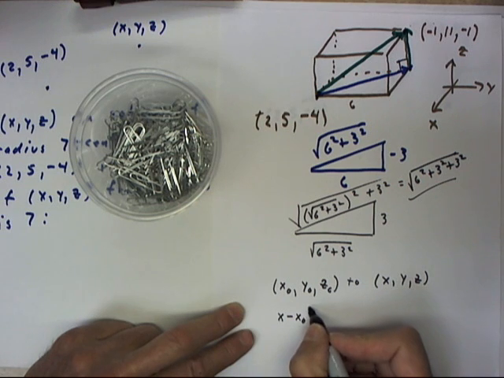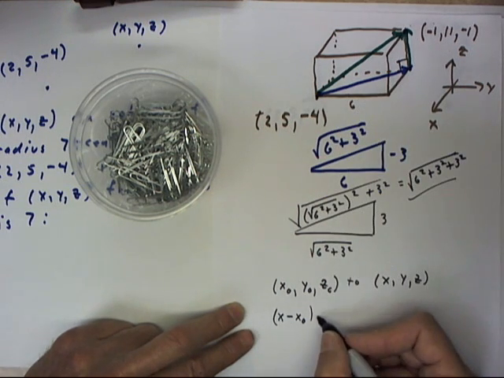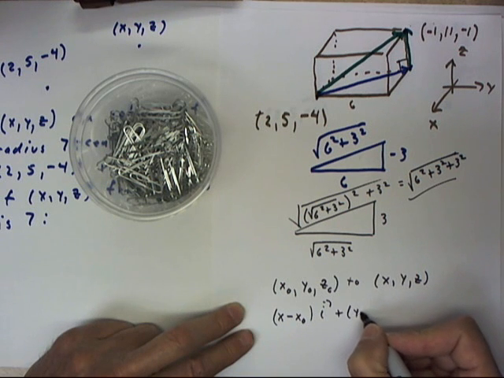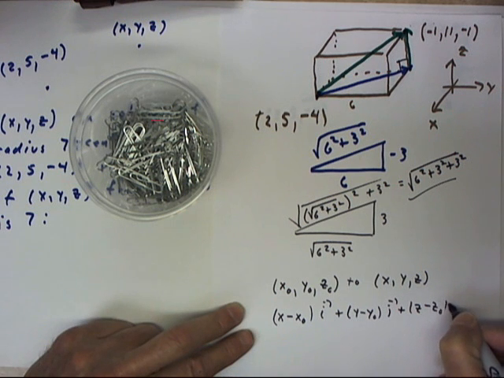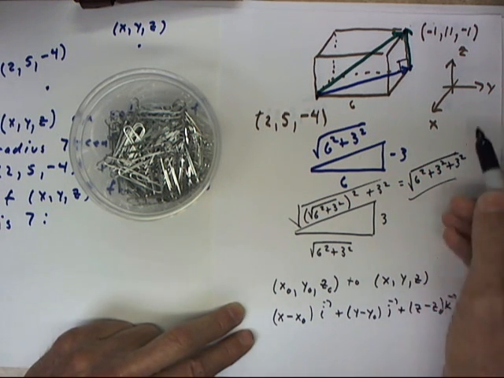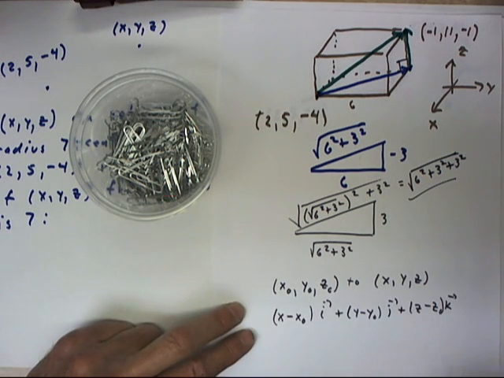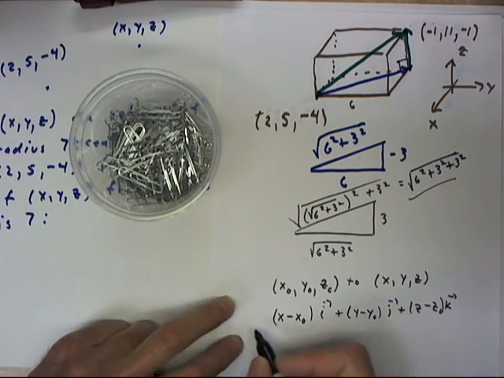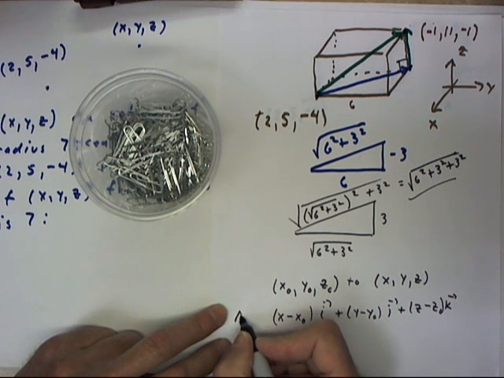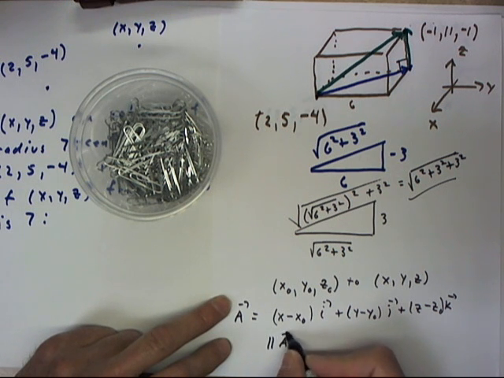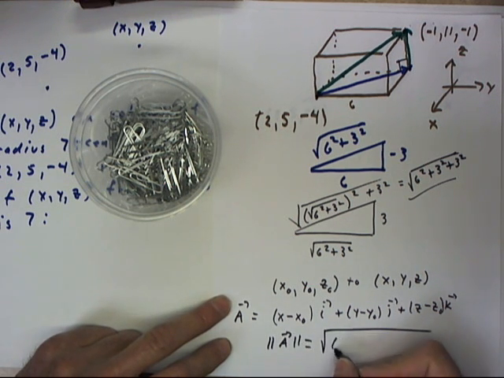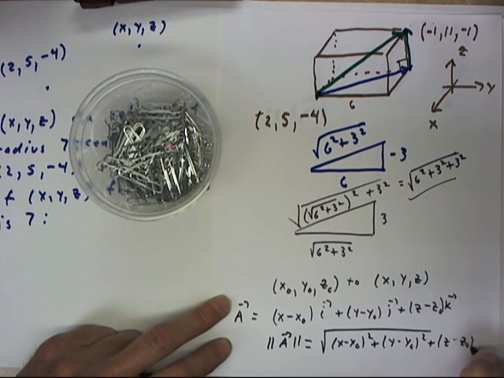x minus x naught, and our vector from here to here will be x minus x naught i plus y minus y naught j plus z minus z naught k, where k is a unit vector in the z direction. And the magnitude of this vector, if we call this vector, let's say a, then the magnitude of a, which is the length of that vector, is going to be the square root of x minus x naught squared plus y minus y naught squared plus z minus z naught squared.